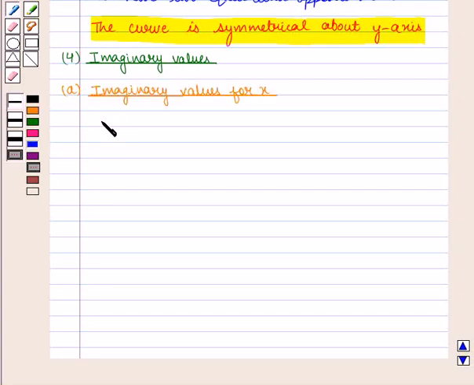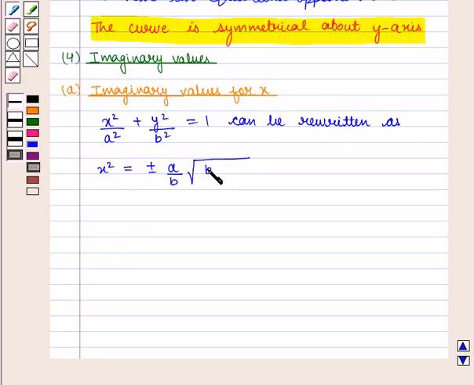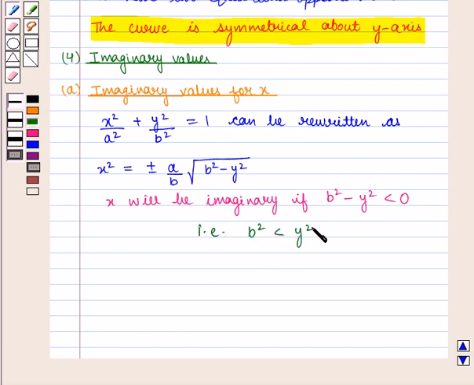Now, the given curve x square by a square plus y square by b square is equal to 1 can be rewritten as x is equal to plus minus a upon b into square root of b square minus y square. Now, x will be imaginary if b square minus y square is less than 0, that is, b square is less than y square, or we can say when y is greater than b and y is less than minus b.